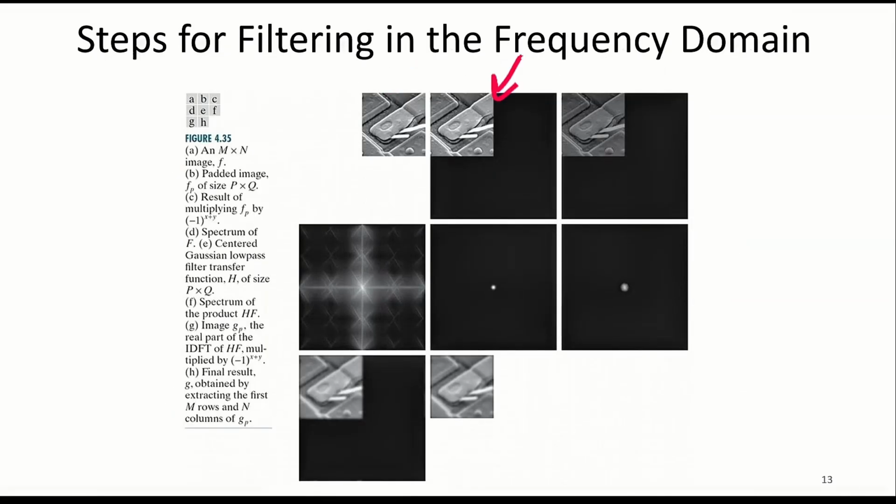So what it means: take the image, add zeros. After adding zeros, I multiply each term by (-1)^(x+y). If you do not do this and take the FFT, the low frequency components are at the corners, and then you have this spectrum. This is my filter, which is called a low pass filter. We'll discuss it in detail. I multiply these two to get this thing.